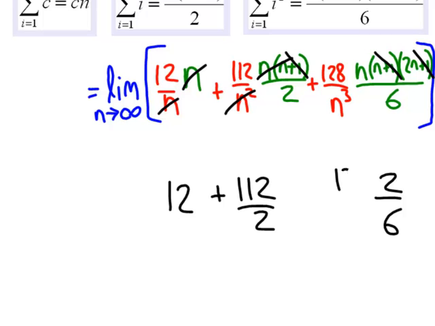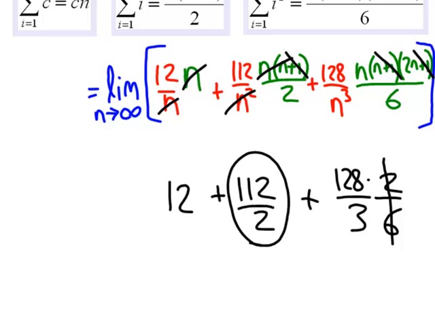So 128 plus, and again, I've taken the limit here. Assuming n going to infinity and doing all that canceling, that was the limit, so I don't write limit anymore. Okay, the 2 over 6 here reduces to 1/3, so I can cross those out and put a 128 over 3 there. I encourage you to try out your mental math. 112 over 2, that's 56. 56 plus 12 gives us 68. I see that I have 68 plus 128 over 3.